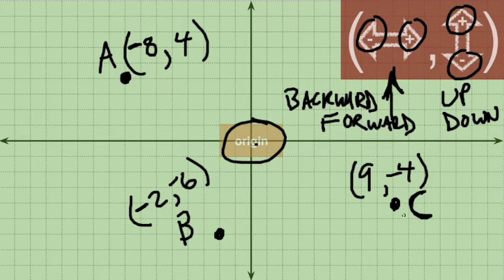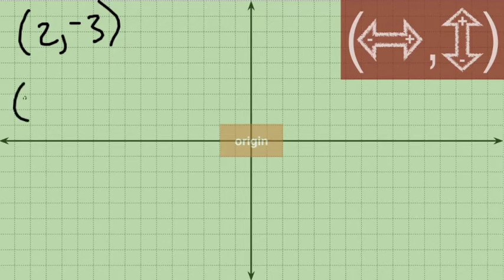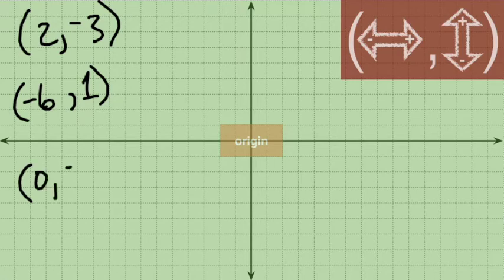Same kind of thing if we're being asked to put points on a graph. For example, put the point 2, negative 3 onto the graph. Put the point negative 6, 1 on the graph. Put the point 0, 5 on the graph. I want to be reading these as directions.